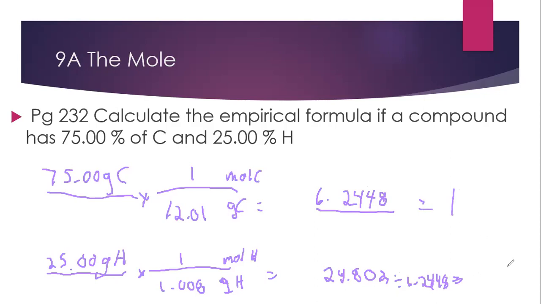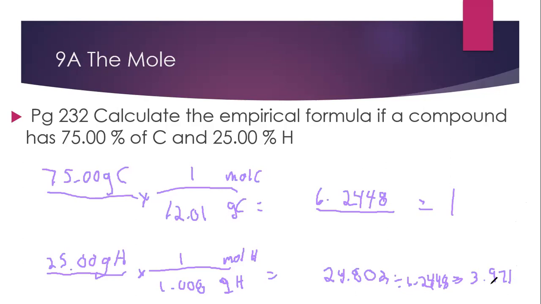Okay, and this one is going to be, let's see, 24.802 divided by 6.2448 equals, okay, it comes up to 3.971. We have 4 digits here, 4 digits here, so we want to end with 4 digits. Okay, now this is not 4, but it's very, very close.